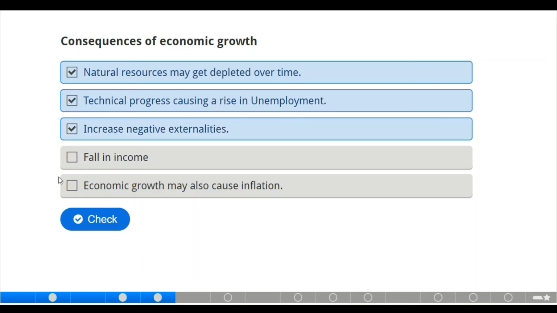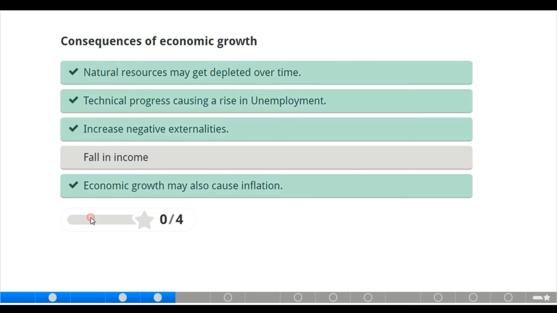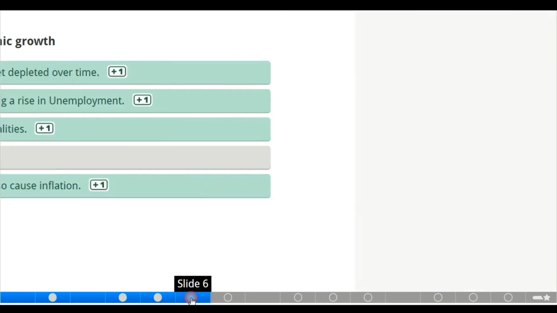Now we also have falling income. Does economic growth cause a fall in income? Of course, no. Economic growth may also cause inflation. Now let us check. We got it right. Now let us move to the next slide.